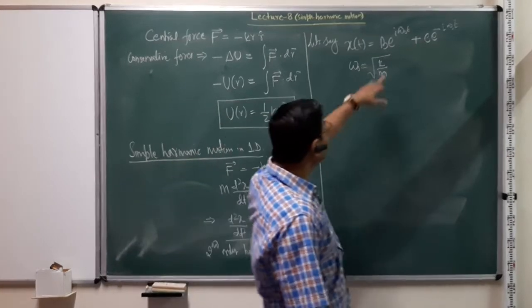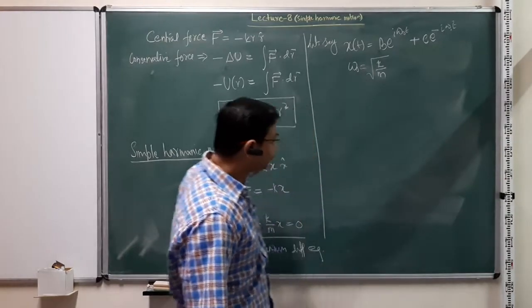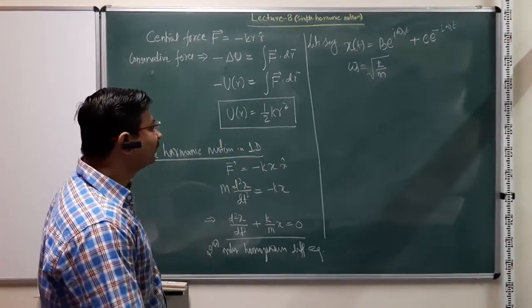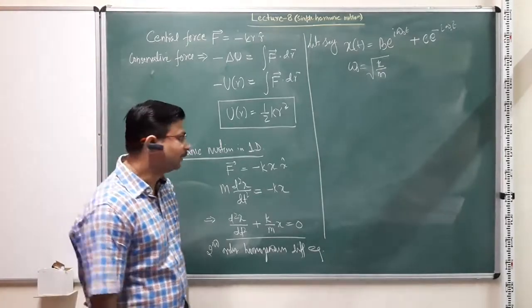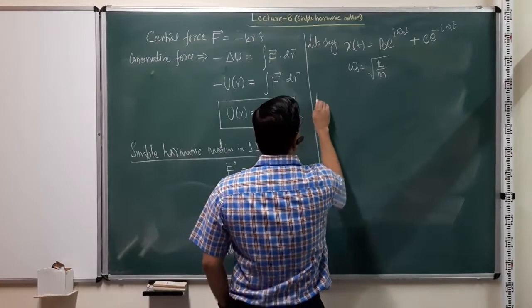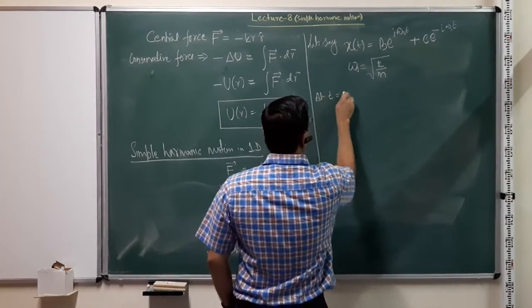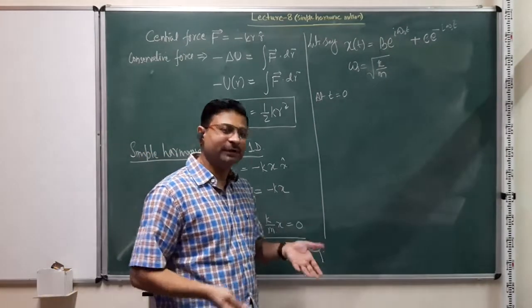Now, of course, we also have to find out these constants b and c. The way we can find these constants is that we need some more information about the system. That information is in terms of, let's say, time t equal to 0. So initially, what is the initial state of the system?